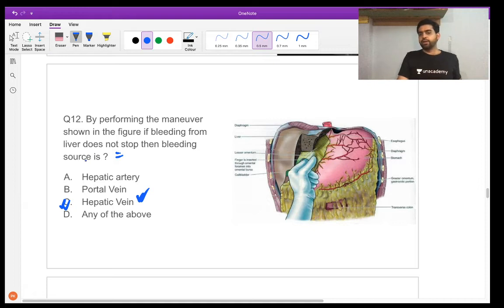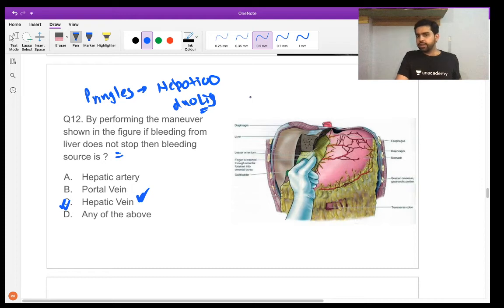Okay. Why? What is the maneuver which is shown here? It is a Pringles maneuver. So what do you do in the Pringles maneuver? You compress the hepatico-duodenal ligament. Now what is passing through this hepatico-duodenal ligament? We have the portal triad which is passing through the hepatico-duodenal ligament.